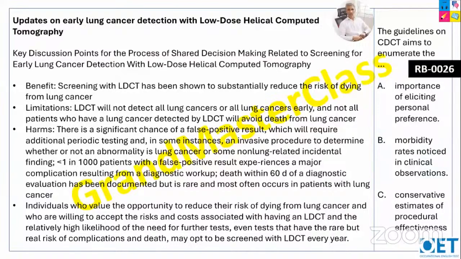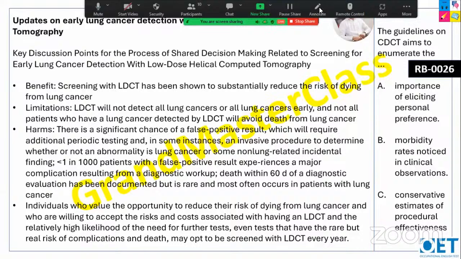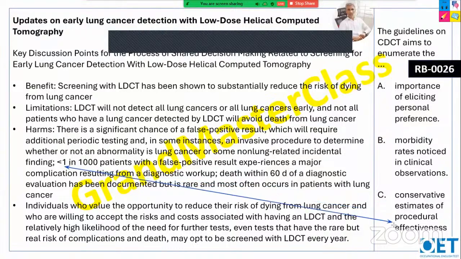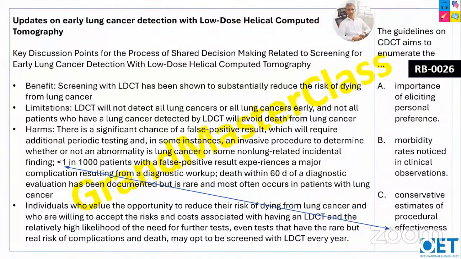0.1% is the chance of a false positive result. Okay, so that shows it is very effective, less than 0.1. Yes, less than 0.1 means 0.01. That is the level of effectiveness, and that is also a false positive, not a real positive. It is also regarding lung cancer, not non-lung related incidental findings.